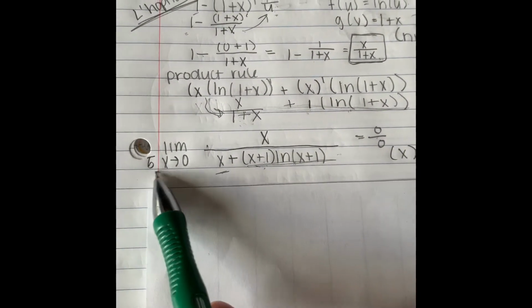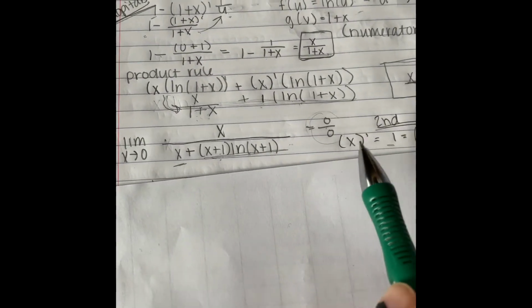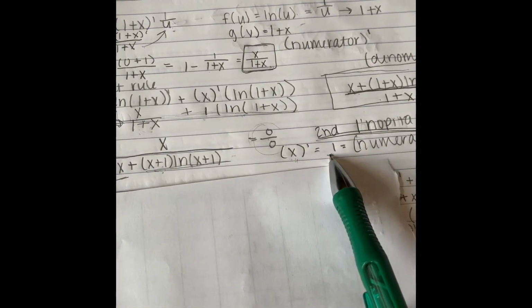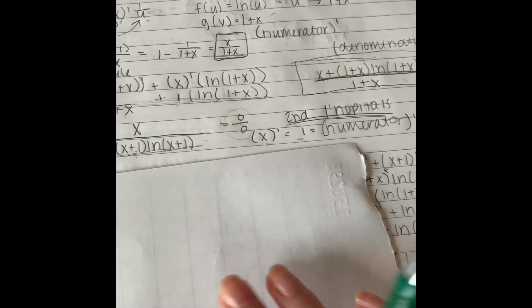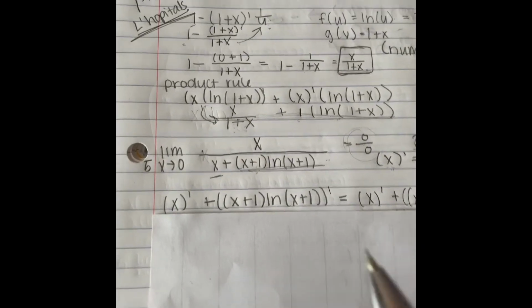Still your 5 is out front, so you plug in 0, but when you do that you still get 0 over 0, so you have to do L'Hopital's again. Your first derivative is super easy because it's just an x, so the derivative of x is 1, so that's your numerator prime. But then when you try to do your second one, you have to do some product rule and chain rule.